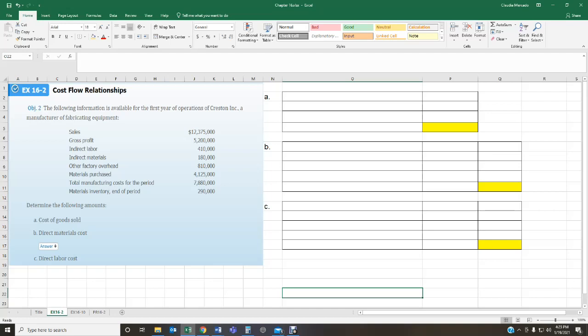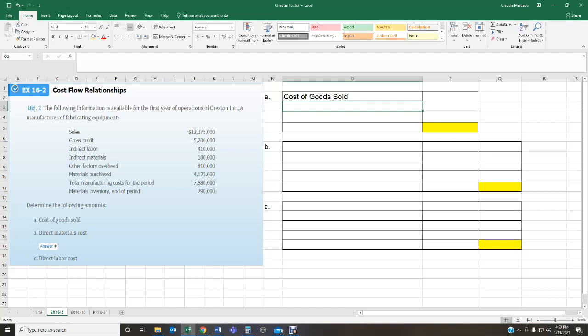So using the information provided, we are being asked to determine the following amounts: our cost of goods sold, our direct materials cost, and our direct labor cost. Let's start off with our cost of goods sold. We have to calculate our cost of goods sold with the information being provided, so we're going to evaluate the information.